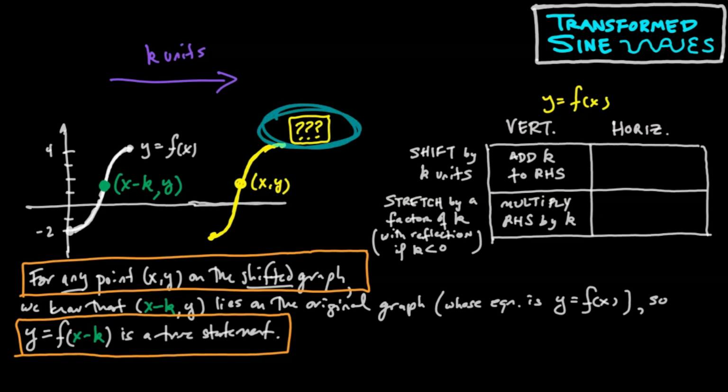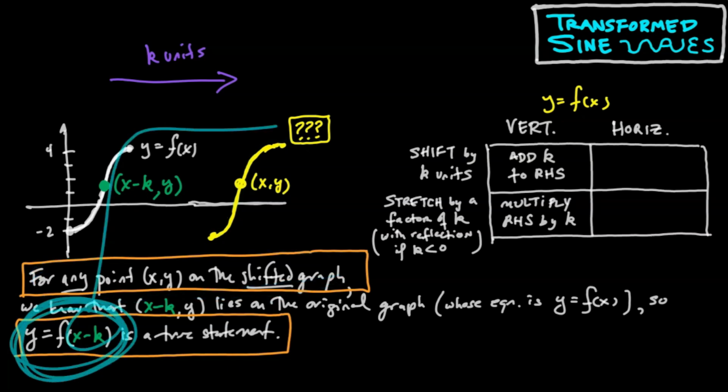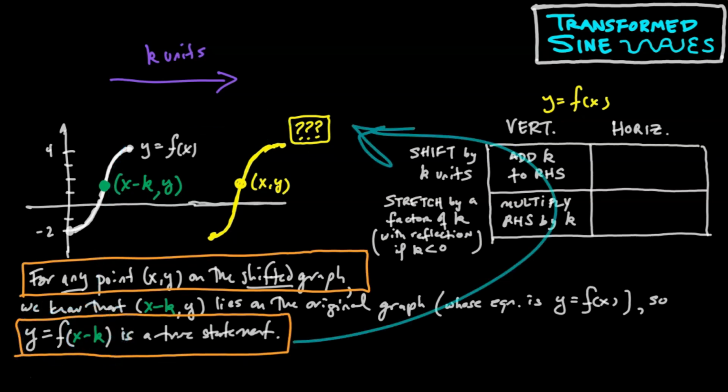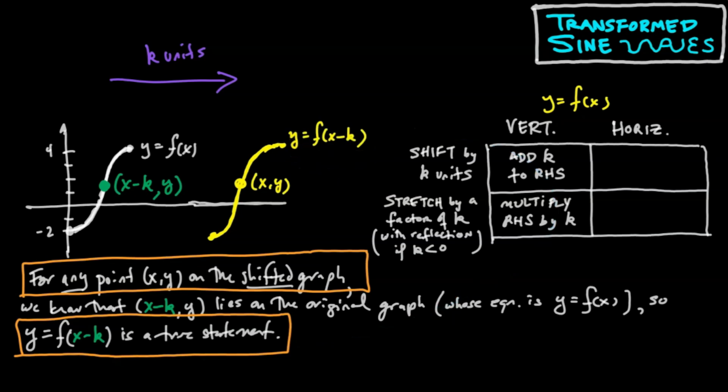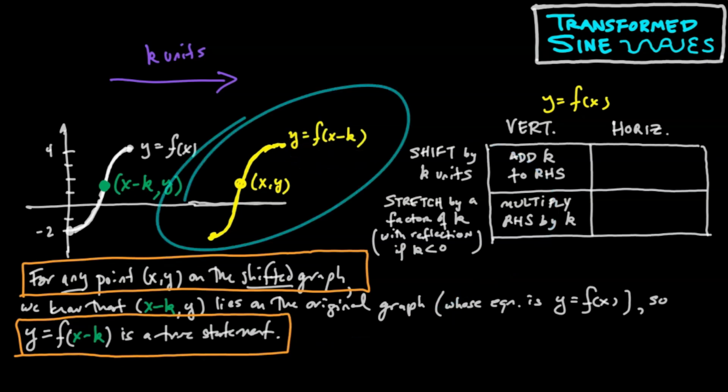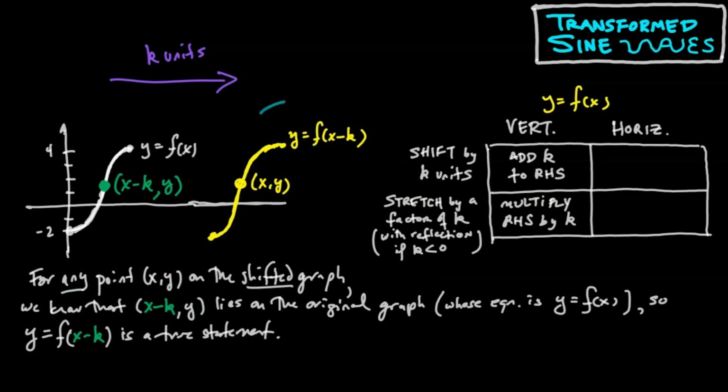We were looking for an equation that is satisfied by the coordinates of every point on the shifted graph. So this is indeed the equation we are looking for. y equals f of x minus k. So let me import that right there. Now we know the equation of our shifted graph. Aha! That is progress. But is it going to help us fill in our missing column about horizontal transformations?